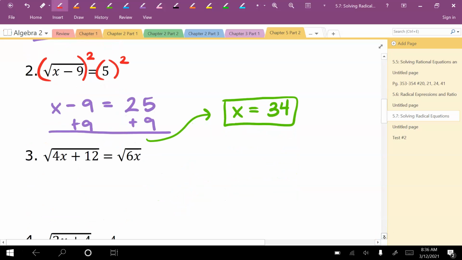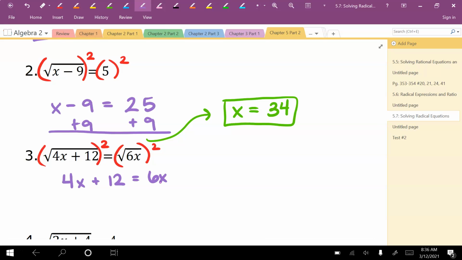Now for number 3 here, I have square roots on both sides of the equal sign. I'm still going to square both sides, and when I do that, it's going to get rid of the radical signs on both parts here, on either side of that equal sign. So we're going to square the left side, and we're going to square the right side. So then 4x plus 12 is going to come down, and then equals your 6x is also going to come down.